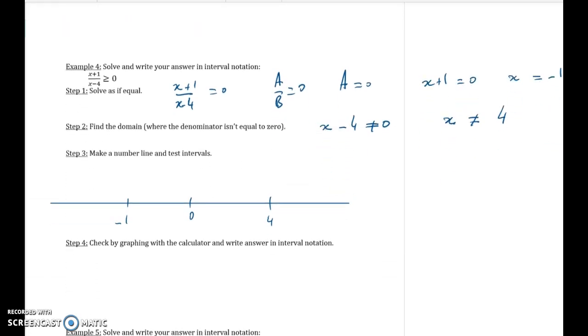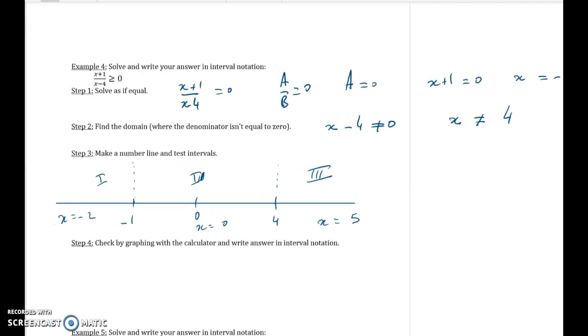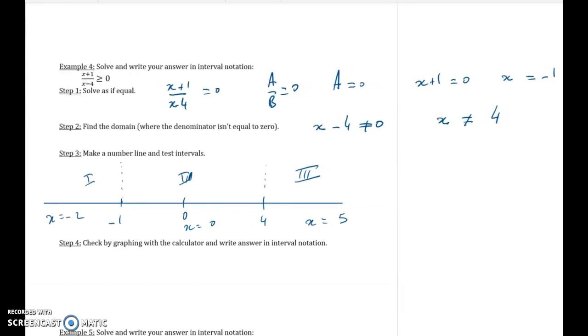All right. Now what I can do is pretty much define 3 intervals: interval number 1, interval number 2, and interval number 3. Choose the value of x in each interval. x equals negative 2, I'm going to take x equals 0 right here, and x equals 5. And check in each interval if my function is greater than or equal to 0.